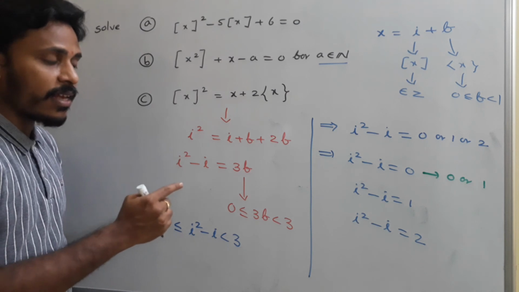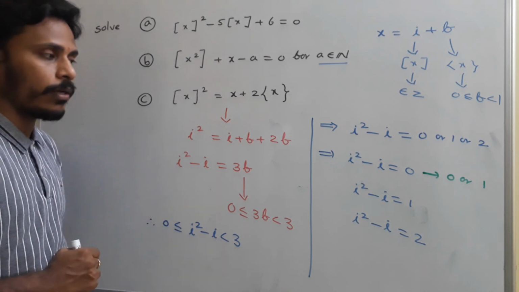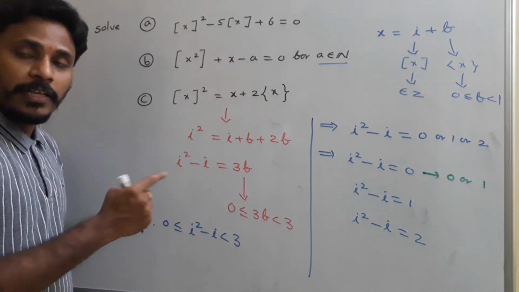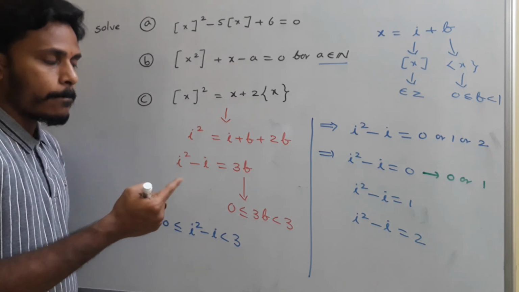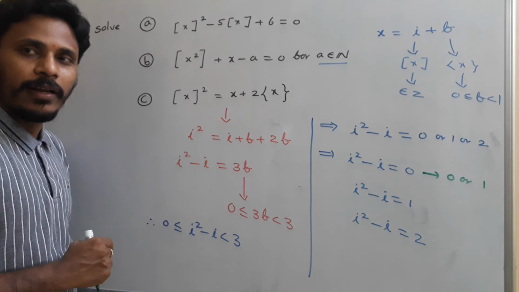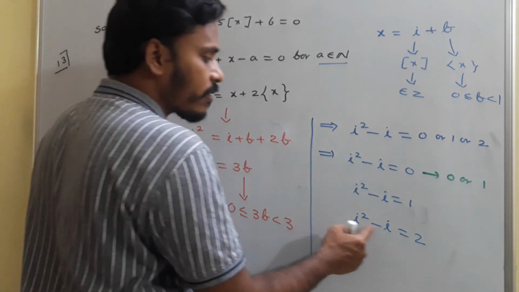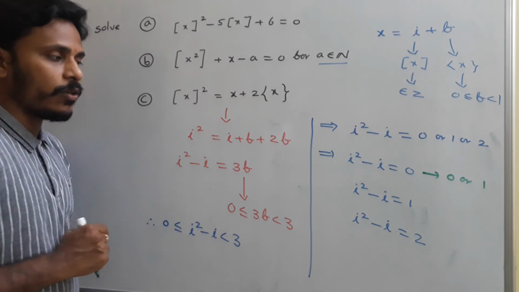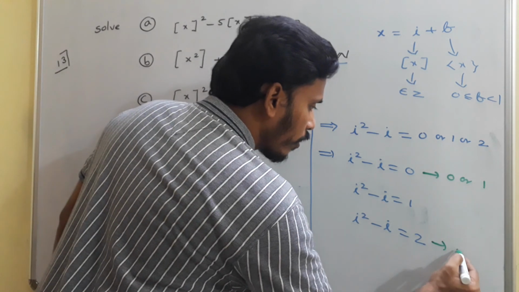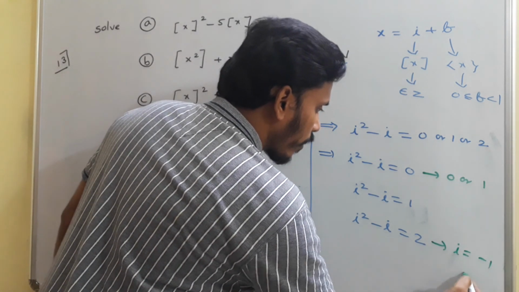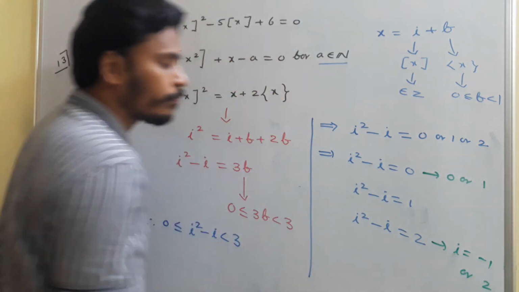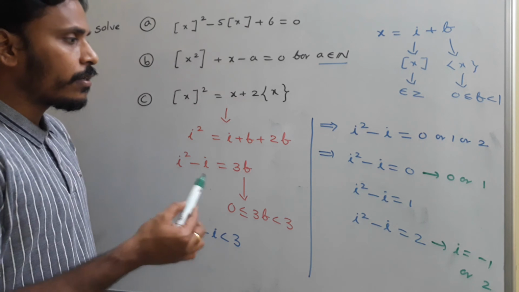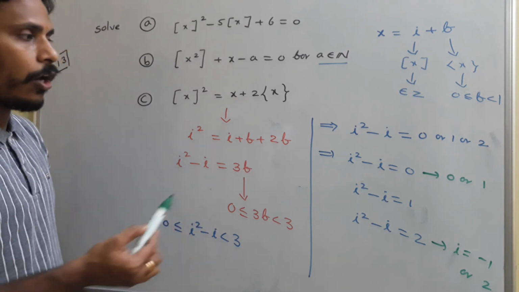And in the second case, I square minus I is equal to 1. So what do we need to say? You just apply the quadratic formula. Directly you won't get an integer, I think so. And the last case, I square minus I is equal to 2. If you solve it, you will get that I is equal to minus 1 or 2. So at the end, the possible values of I are 0 or 1, minus 1 or 2.